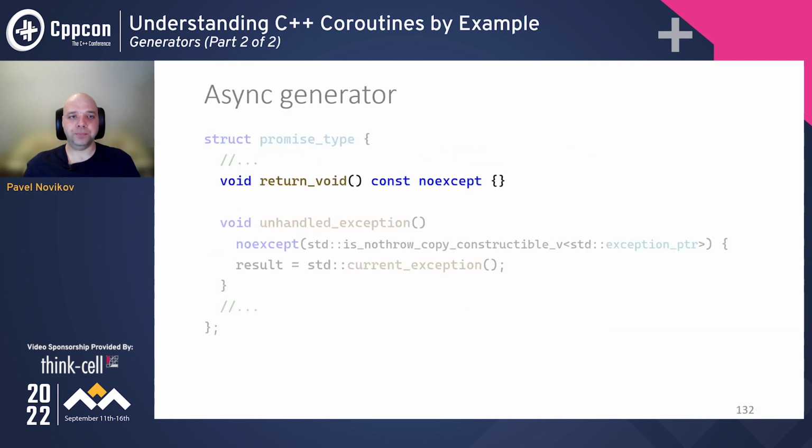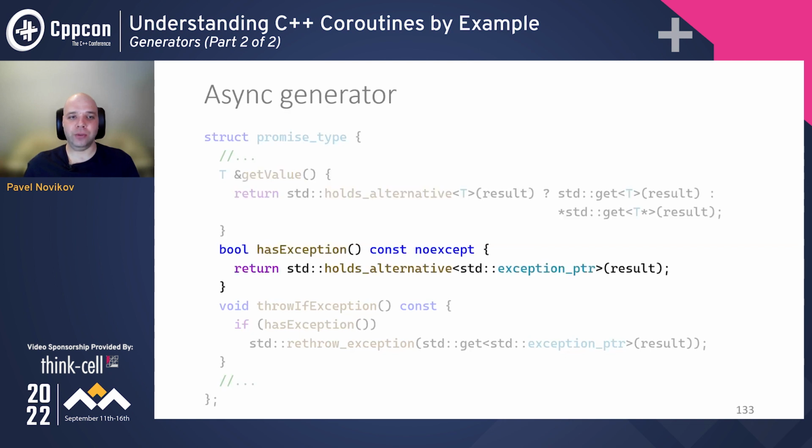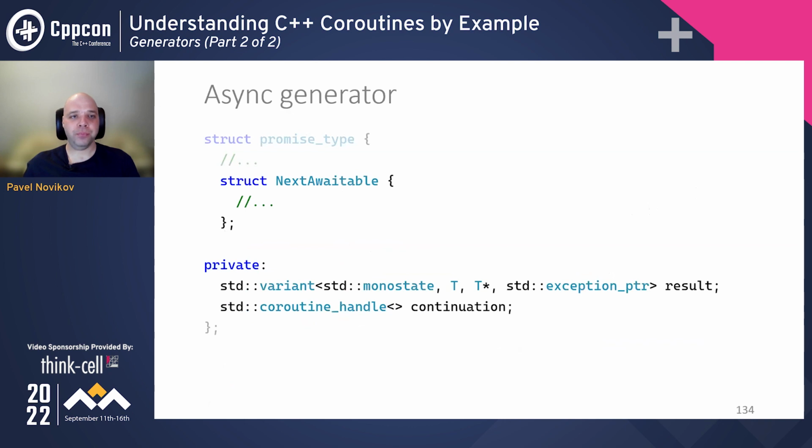And so the rest of the functions return void that does nothing, unhandled exception stores exception pointer. These functions are basically the same. Get value gets reference to the stored result. Has exceptions checks for exception, and rethrow exception rethrows the exception if we have one. And next awaitable we already covered, and this is basically it.